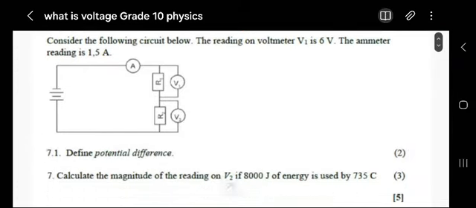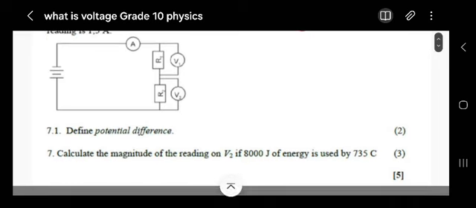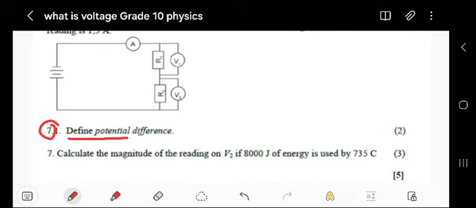So here, question 7, you're given the following circuit below. It says the reading on voltmeter V1 is 6 volts, but this is 16 volts. The ammeter reads 1.5 amps, right? So they say 7.1, define the potential difference.